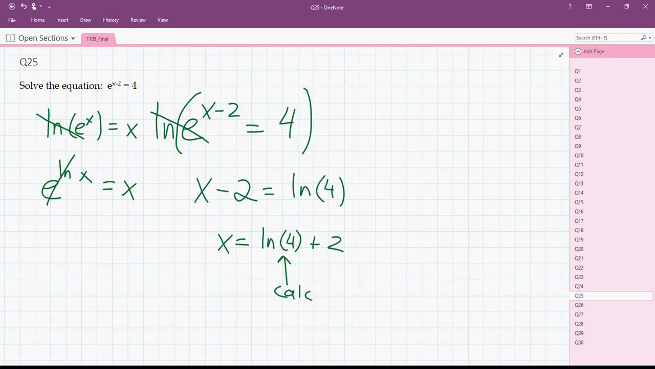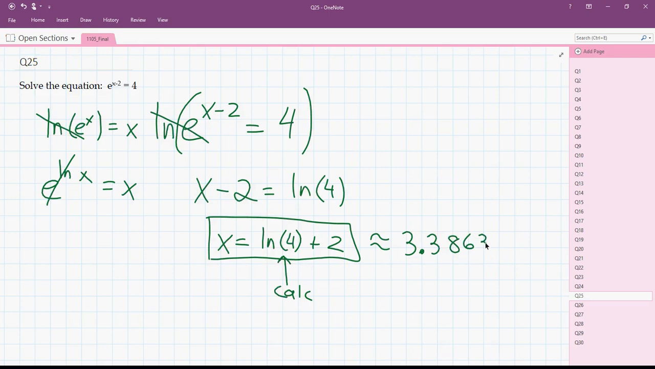There is no quick and easy way to numerically figure out what the ln of 4 is. So usually on an exam, I would say this is sufficient. Because putting that into a calculator and actually getting some weird looking decimal number doesn't really help any kind of understanding of what's going on. Because if you did plug this in, you would get 3.3863... It just keeps going.